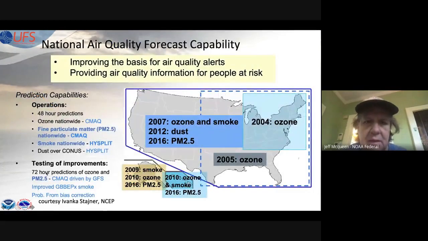And that's something that you'll hear Barry Baker talk a little bit about later on, how we need to improve on that. So going into the national air quality forecast, you heard a little bit about this morning. It's currently nationwide, Alaska and Hawaii. And it has 48-hour predictions now going to 72 hours. And we're going to be moving to the global biomass burning emissions product for smoke in coming years.